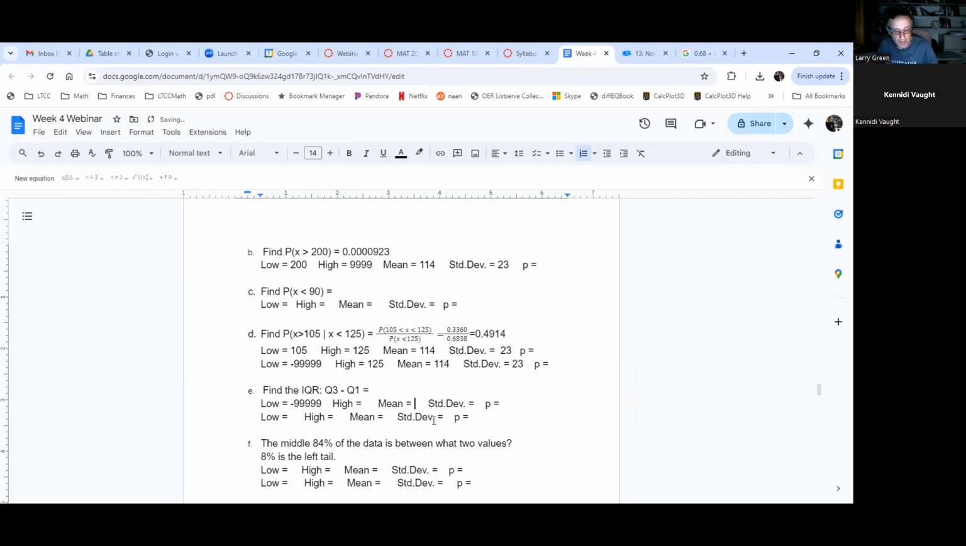The mean is still 114. Standard deviation is still 23. What's P in this case? The hint is we're talking about the third quartile. Yeah, 0.75. Any questions on that?